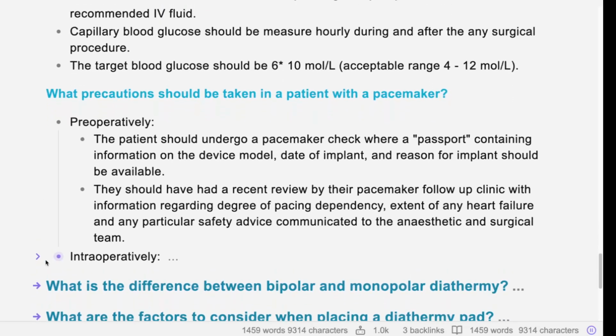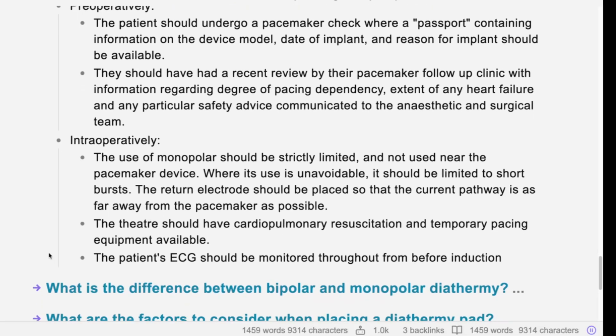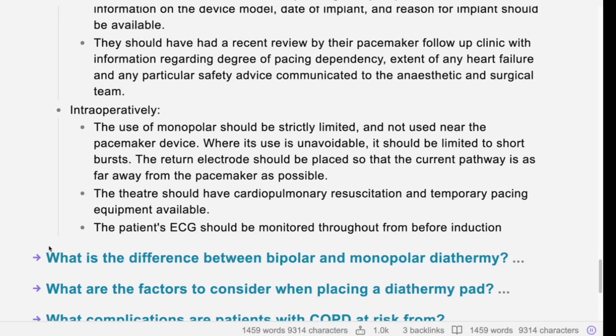Intraoperatively, we need to think about whether we're going to use monopolar or bipolar. Bipolar is better than monopolar for those patients. We also need to be aware that this patient can get cardiac arrest at any moment. We need to be ready for that, and the patient should be monitored by ECG all the time.